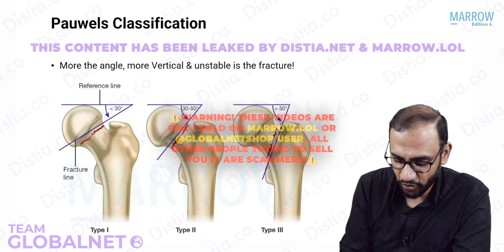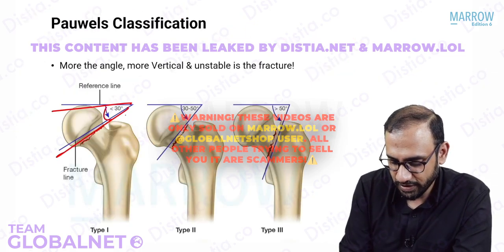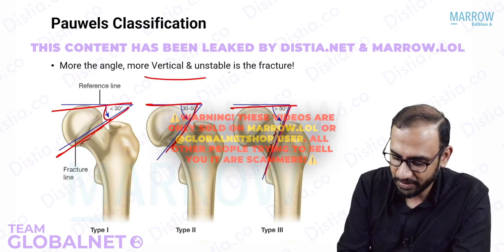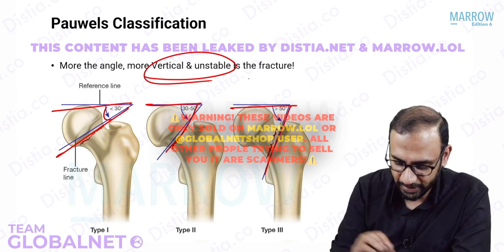Right? So if you recall this, angle between the horizontal: 30, 50, more than 50. More vertical, more unstable. Pauwels' angle.